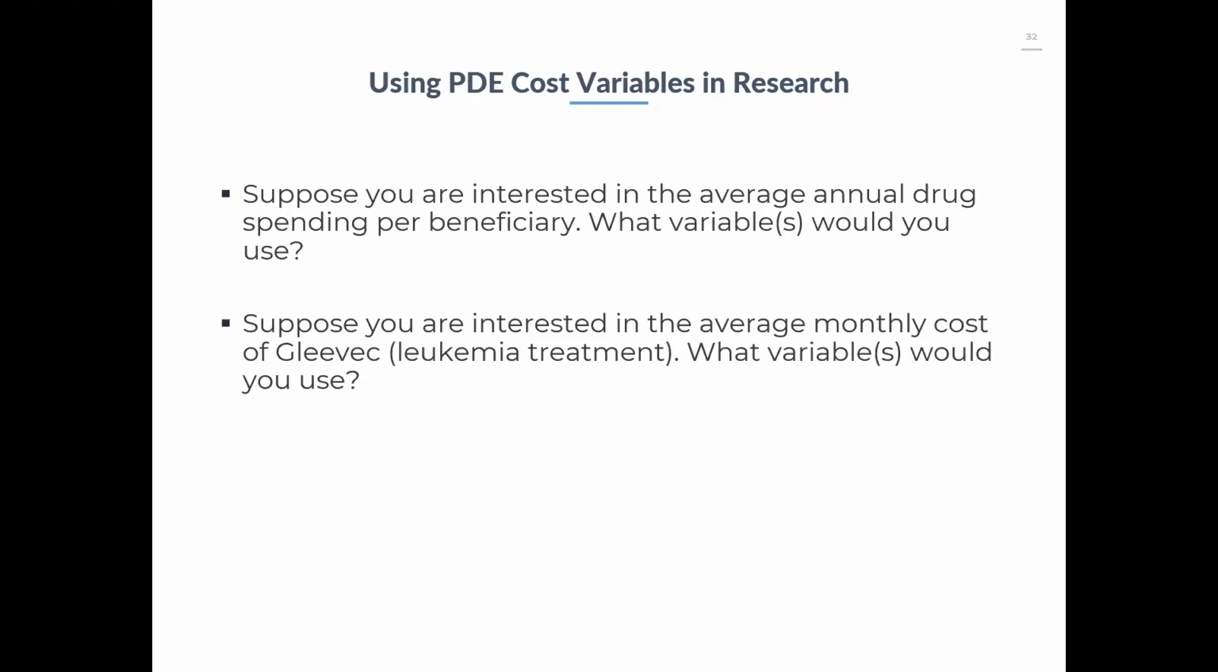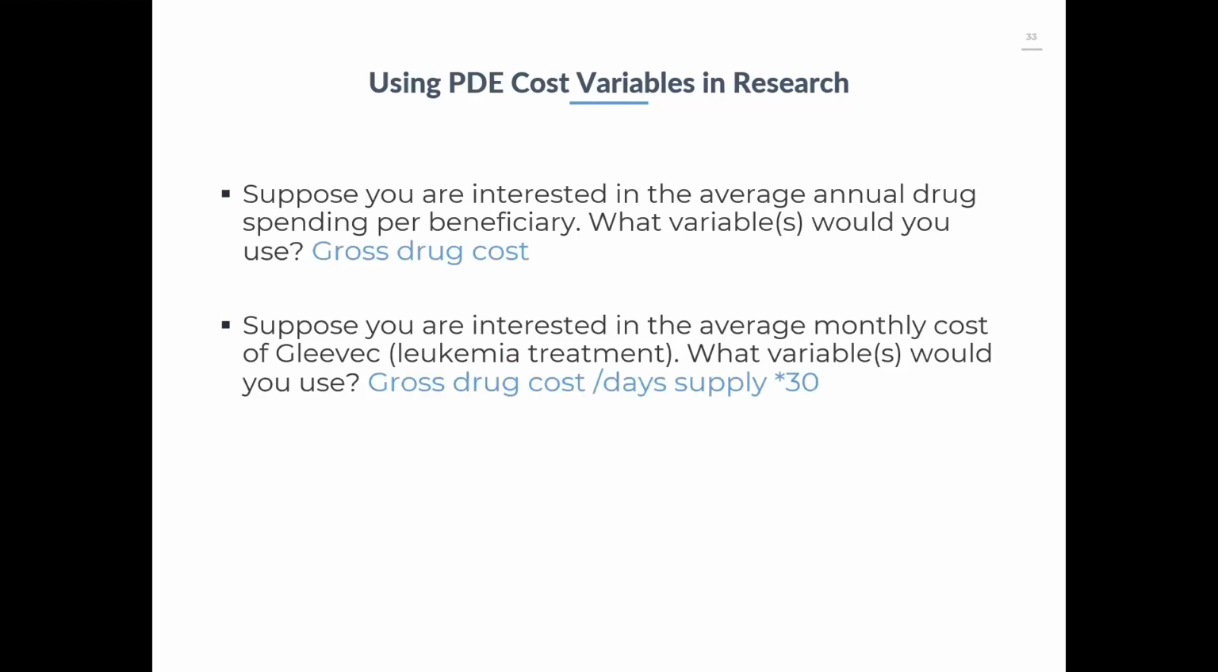So, for the top one, we would need to use the key variable, the one we've been talking about so much, that would be the gross drug cost. Simply using the gross drug cost would be the variable to use in this case. And then, of course, you would need to gather the count, the number of bennies, and do a few other things to arrive at the answer. But yes, the key variable there is gross drug cost. So for the second question, again, it's using that gross drug cost and then in this case, dividing by the day supply and multiplying by 30 to get it on a monthly basis.